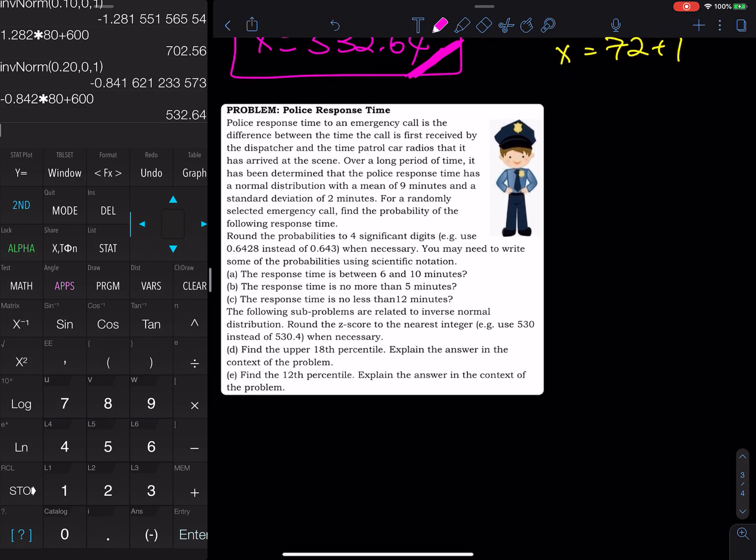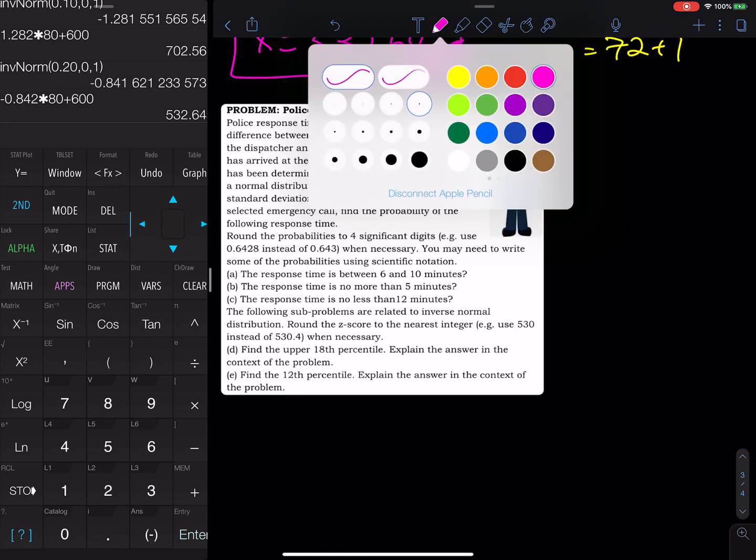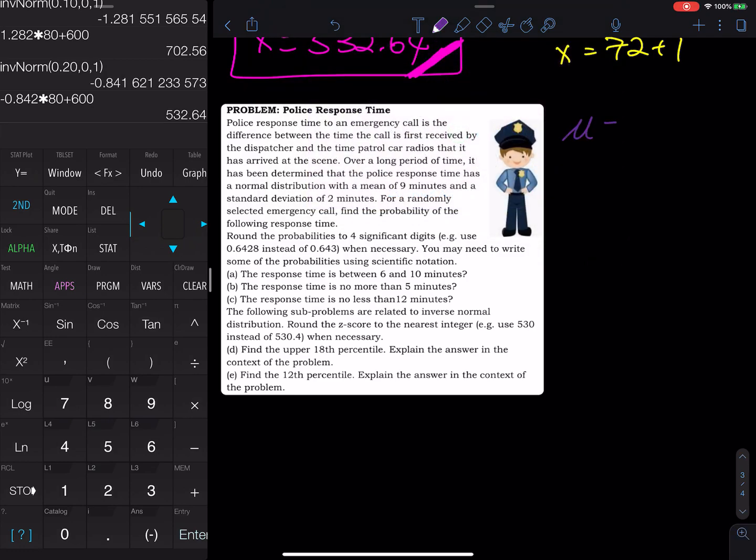So this is a police response time. Police response time to an emergency call is the difference between the time the call is first received by the dispatcher and the time the patrol car radios that it has arrived at the scene. Over a long period of time, it has been determined that the police response time has a normal distribution with mean equal to 9. Let's pick purple. So mu is equal to 9, and then standard deviation is equal to 2.